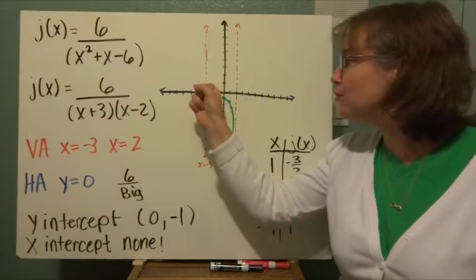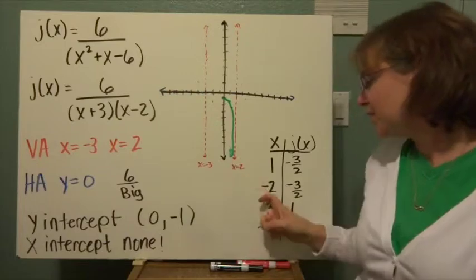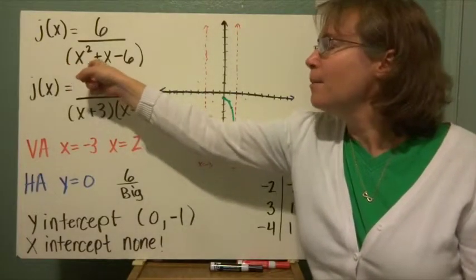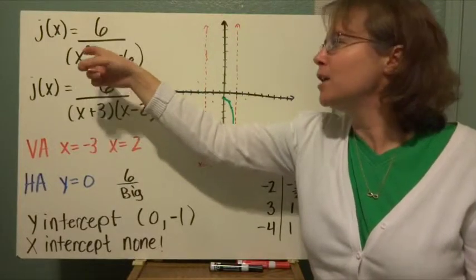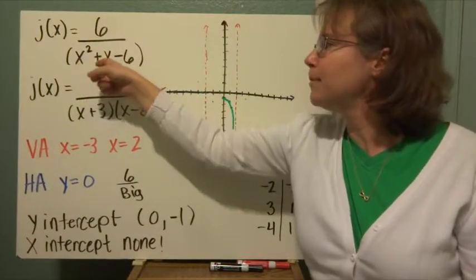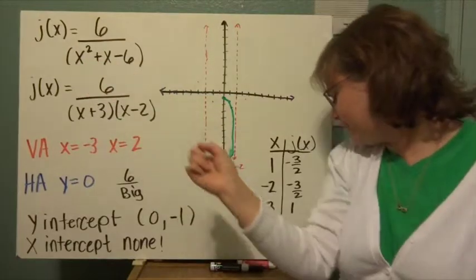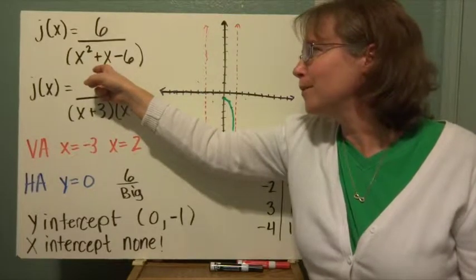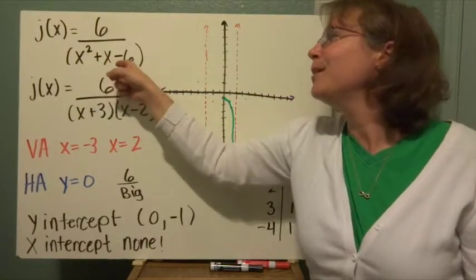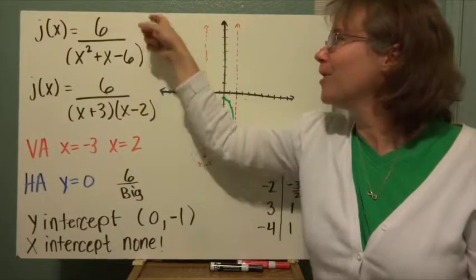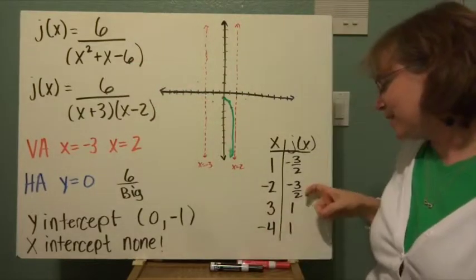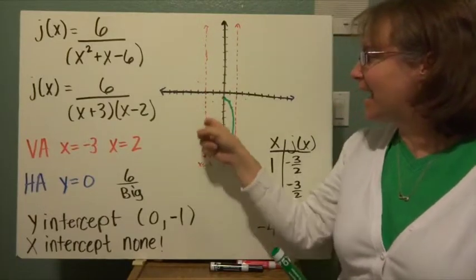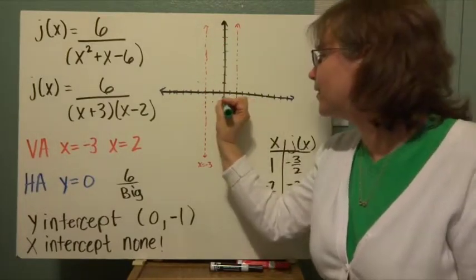I'm going to try a negative 2 because that's in between these asymptotes. So that negative 2, plug that in. Negative 2 squared is 4, plus a negative 2, which is going to give me a 2, minus 6 is going to give me a negative 4. 6 over a negative 4 is going to reduce again to give me negative 3/2. So I know it's coming back down over here. It's not going to be going back up there.